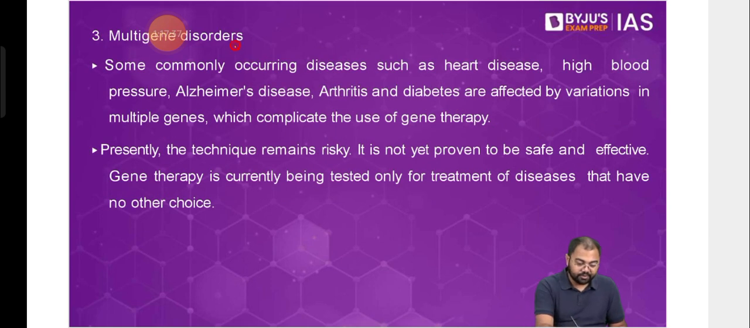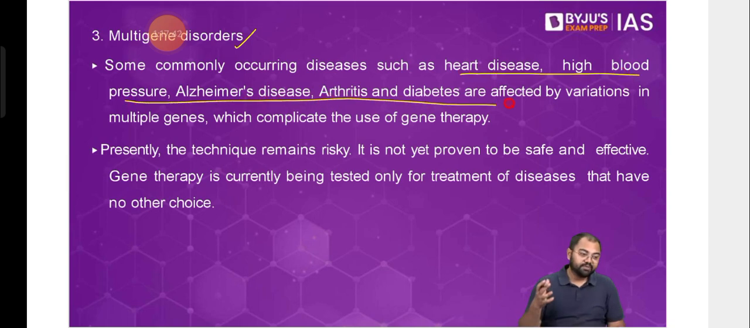And then sometimes some of these disorders are multi-gene disorders. For example, heart diseases, high blood pressure, Alzheimer's, arthritis, diabetes. These are diseases which have multiple genes being affected. It means that you have to carry out multiple gene therapies for the therapy to work, and that adds to the complexity of an originally very complex procedure. So this becomes very difficult to carry out, and the effectiveness of such a gene therapy where multiple genes have to be replaced might not be as good as we want it to be.